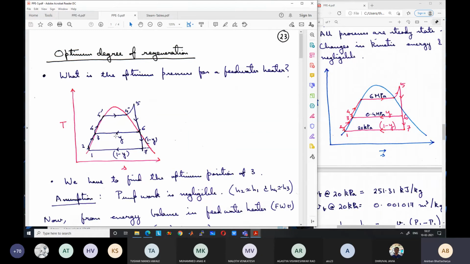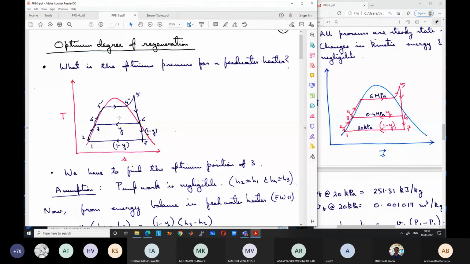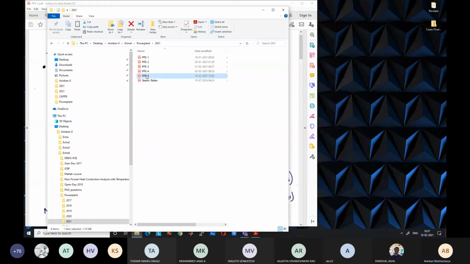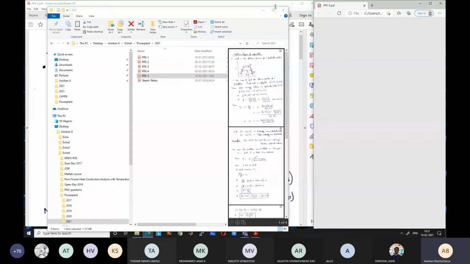This is slightly tricky, finding the optimum pressure. So feel free to ask questions here. I will keep this diagram open here. We will need to refer to it multiple times.